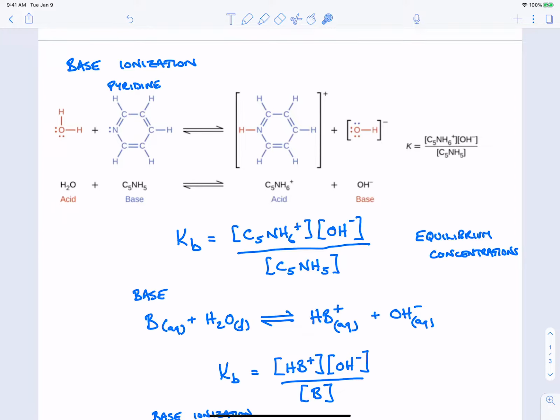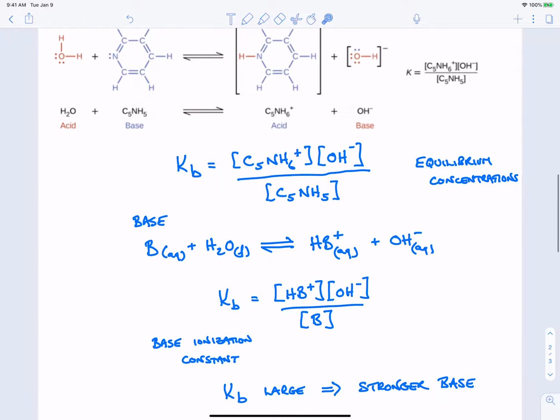And so if we look at a value of the equilibrium constant, and because we're dealing with a base, it's called Kb, and so it's the concentration of these two products, divided by the concentration of pyridine, the base. And of course, water, being a liquid, doesn't appear in this equation. And these are the equilibrium concentrations.